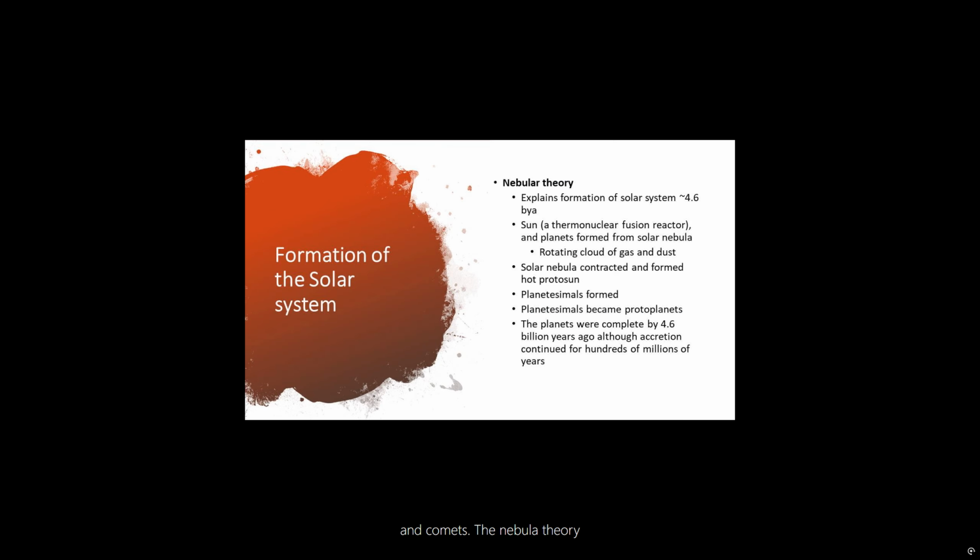The nebular theory explains the formation of our solar system approximately 4.6 billion years ago. The theory explains how the Sun, a thermonuclear fusion reactor, and planets formed from a solar nebula, which is a rotating cloud of gas and dust. The nebula contracted and formed a hot protosun. As rotation of the disk and collisions of matter continued, planetesimals formed. These planetesimals grew larger and became protoplanets. The protoplanets became full planets, which were complete by 4.6 billion years ago, although accretion continued for hundreds of millions of years.